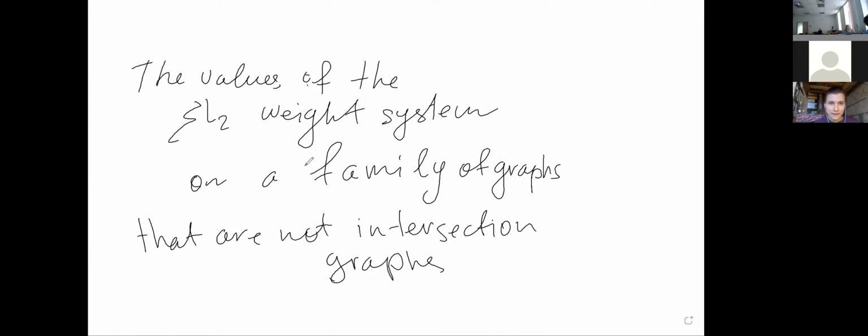Today, I will speak about the values of the sl2 weight system on a family of graphs that are not intersection graphs. Maybe the topic is not the same as in the annotation, but it is so. Okay.